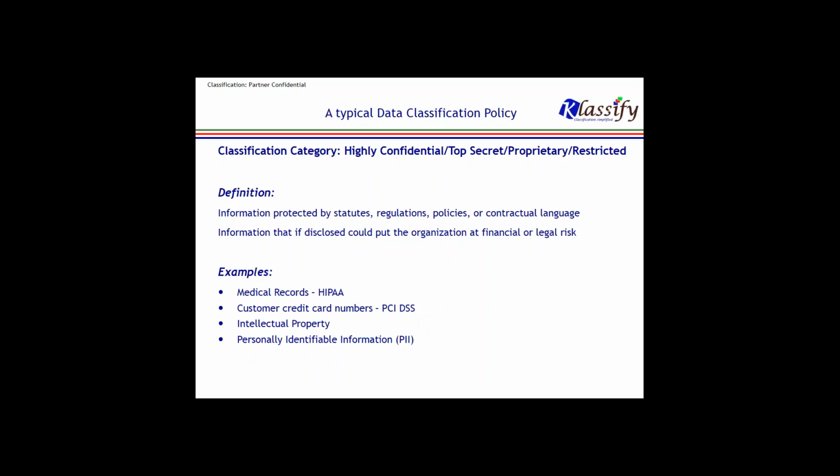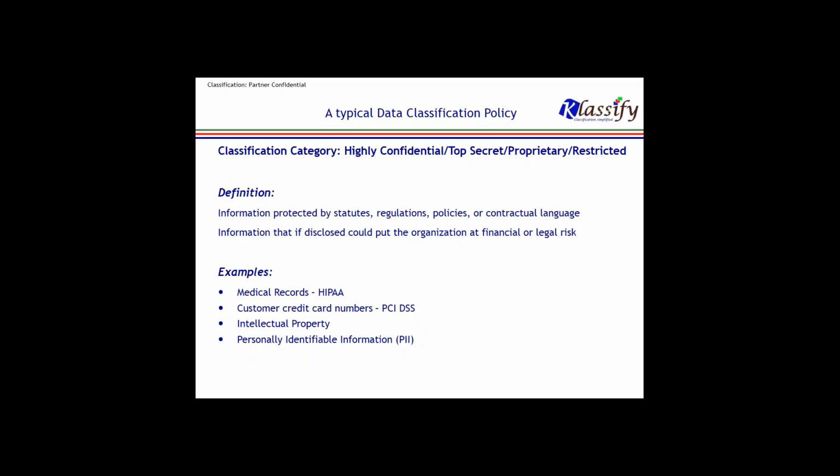So let's look at an organization which has information which is protected by statutes or regulations or contracts. This actually is information that becomes very highly confidential or top secret. It's also referred to as proprietary or restricted, depending on what an organization chooses to pick as a category. Let's look at some of the examples.